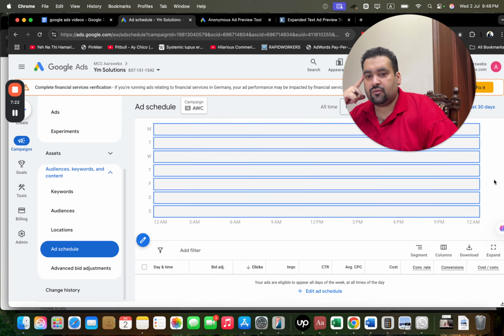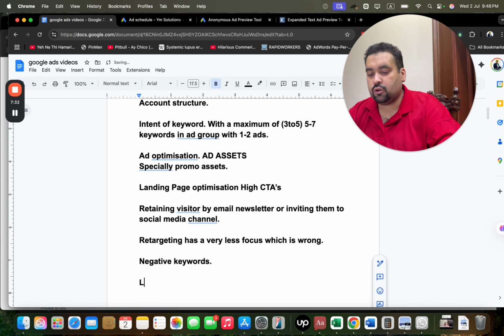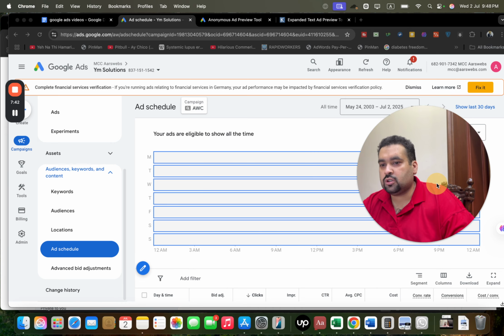So I think that the client has not set up this ad schedule. See over here, now this is an important mistake. The client has still not set the ad schedule and location and bid adjustment. So this could be a reason as well. Location, timings, and devices. So these are the things you may see around here. This can also cause an issue.